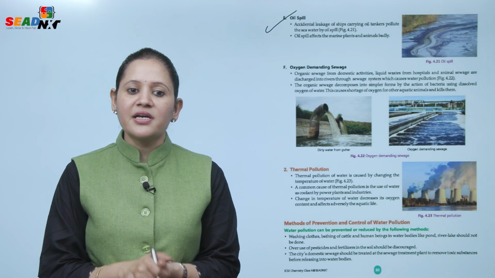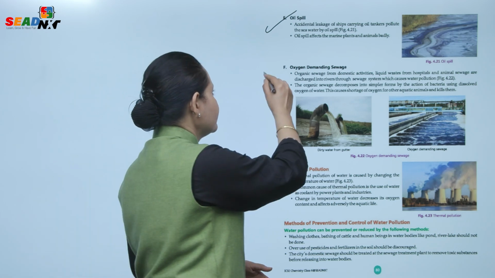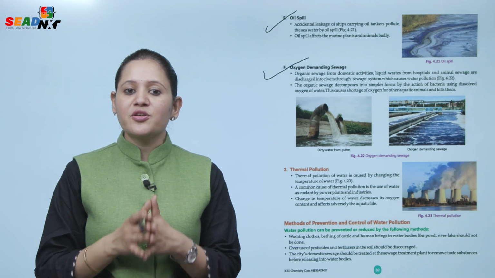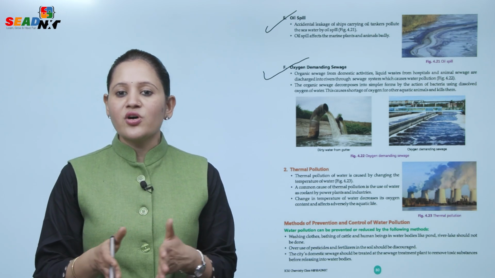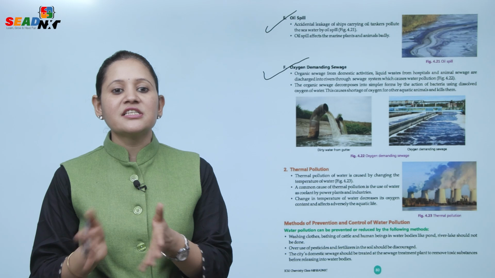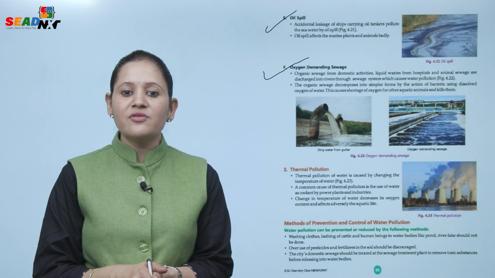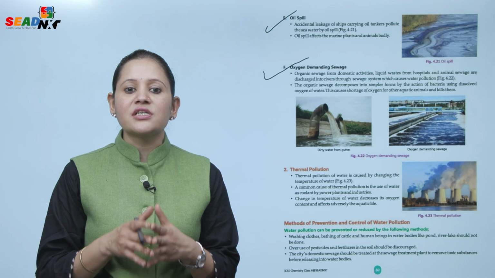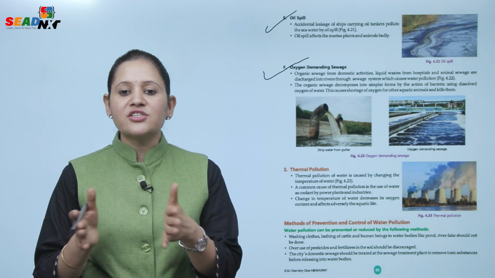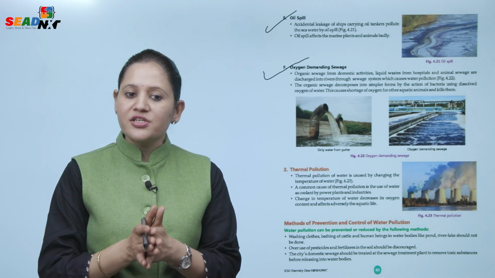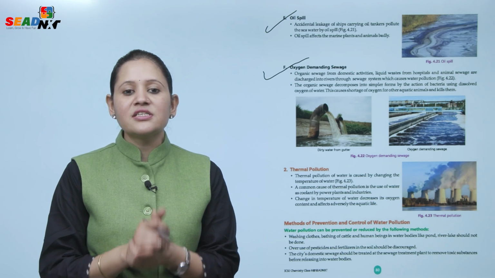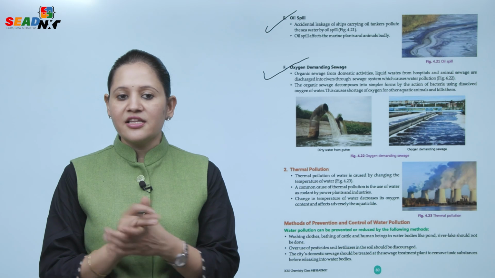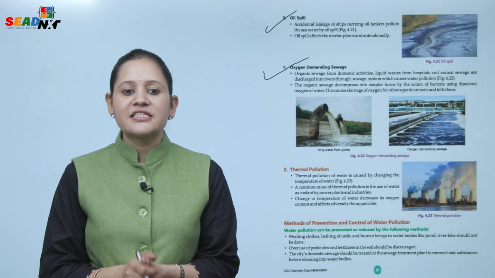Next, oxygen demanding sewage. Organic sewage from domestic activities, liquid waste from hospitals, and animal sewage are discharged into rivers through the sewage system, which causes water pollution. The organic sewage is decomposed into simpler forms by the action of bacteria using dissolved oxygen in water. That causes a shortage of oxygen for other aquatic animals and kills them. Clear?